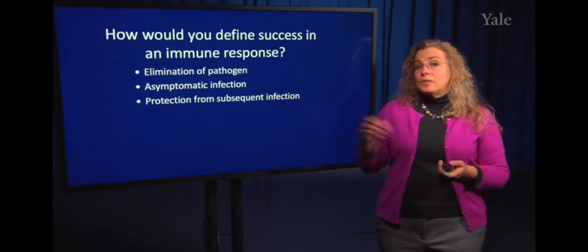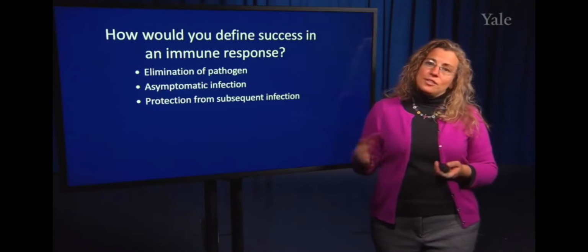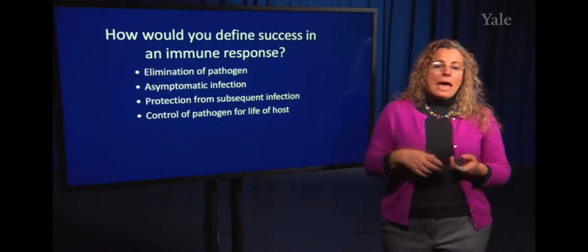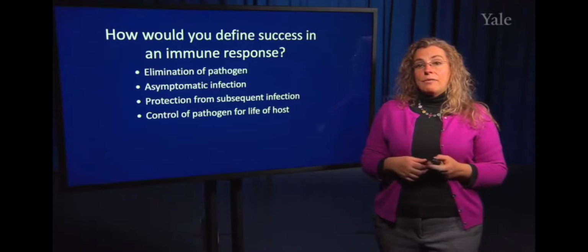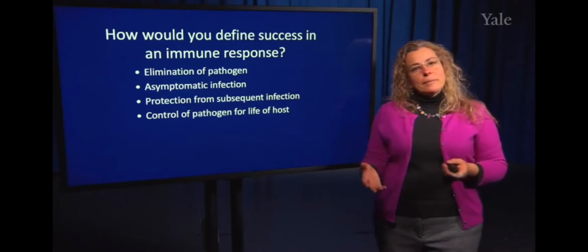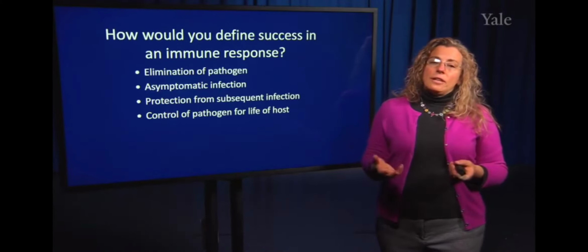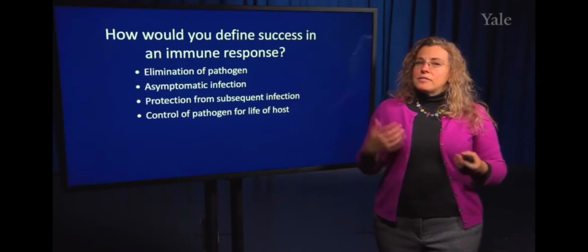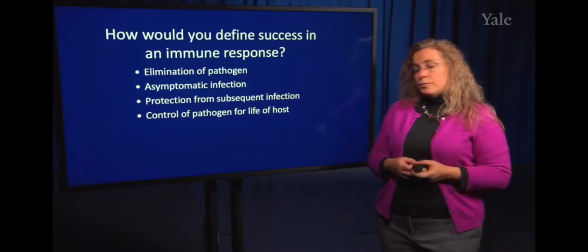It's successful the second time around, but it isn't really successful the first time around because you get sick. And maybe your immune system can control a pathogen you have for your entire life. You may not even know you have it, but it never eliminates it. But is that a success? With all of these, there's a mixture of success and failure. So there's not one answer to what's a successful immune response.